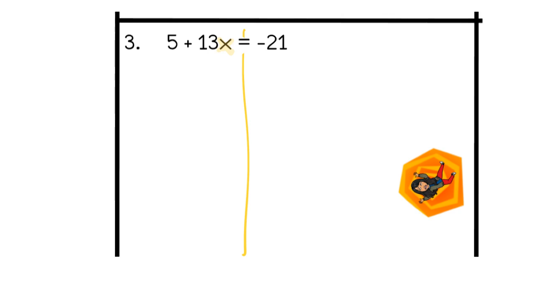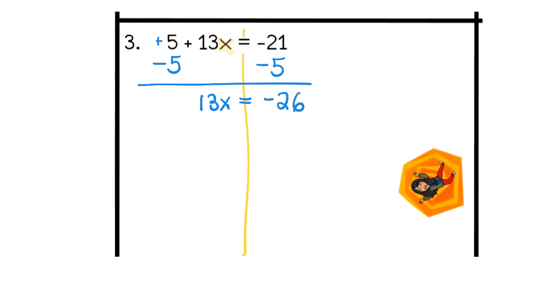How do I know the 5 is being added? Because there's a little plus sign here that you can't see that's automatically associated with a constant with no number in front of it, okay? So if there's nothing in front of it, we know it's a plus sign. So how are we going to get rid of a plus 5? We are going to subtract 5. That will give us 13x equals negative 26.